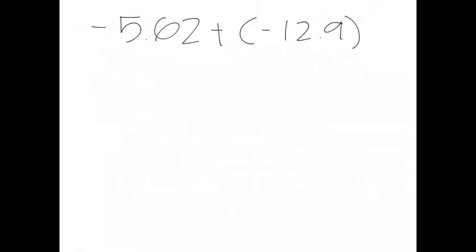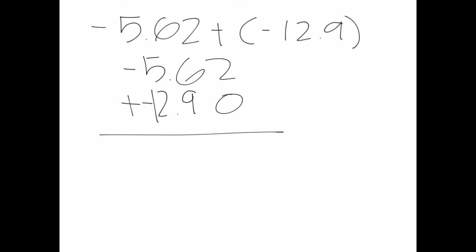Negative 5.62 plus negative 12.9. We are going to add, so negative 5.62 plus negative 12.9. And we'll put a placeholder as 0, and then we're going to add. 2, 6 plus 9 is 15. 5 plus 2 is 7. 7 plus 1 is 8.